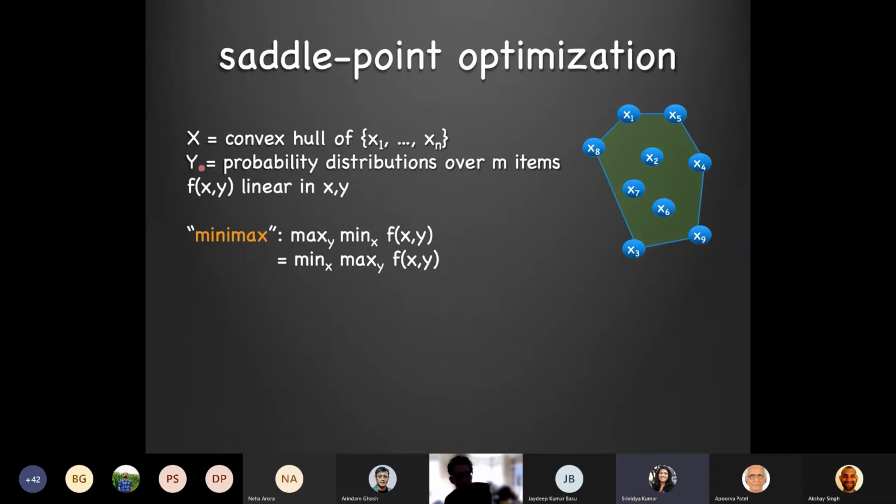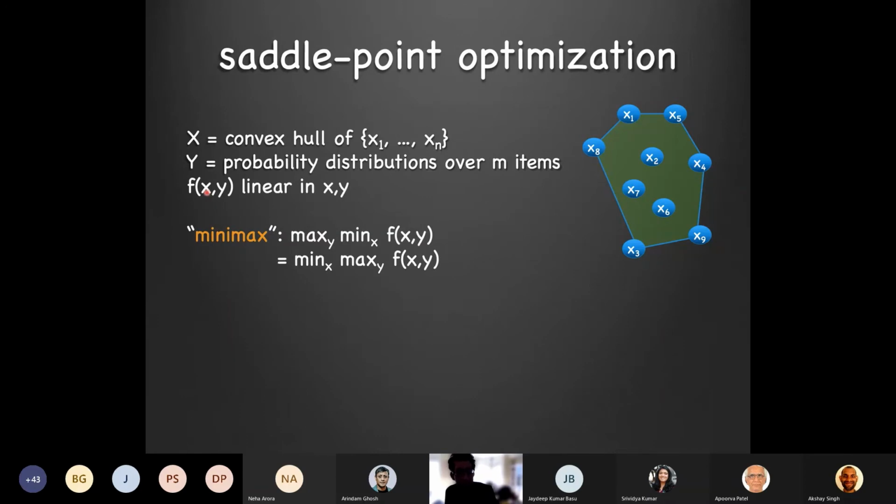And I'll take Y to be the space of probability distributions over M items. So you could think of those basic M items as like M basic models, but I'm going to also consider combinations of them. If you're familiar with the boosting procedure in machine learning, that's what this does. And I'm going to define f of xy to be linear in x and y. So whatever my score is for the basic one model over one data point, if I take a mixture of models or a mixture of data points, then I define it as the linear combination of the underlying values of f.